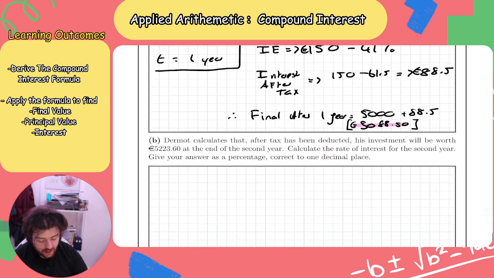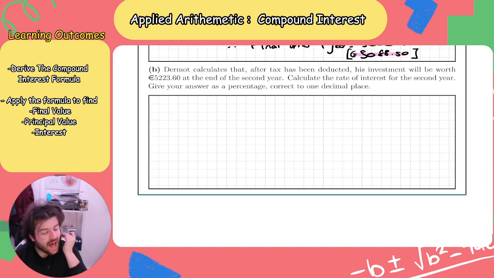Right, let's look at part B. Dermot calculates that after tax has been deducted, his investment will be worth €5,223.60 at the end of the second year. Calculate the rate of interest for the second year. Give your answer as a percentage. So this is after his tax has been deducted.